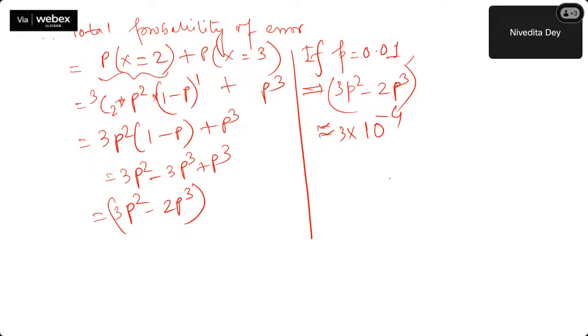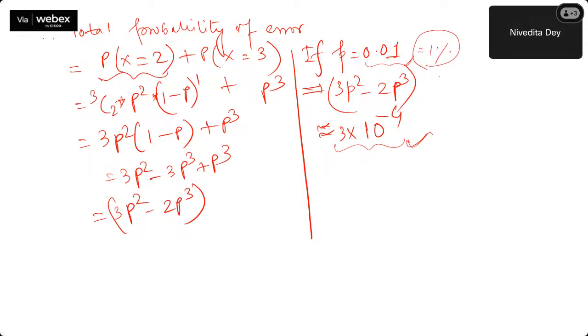So maybe by ignoring very small values, we can actually neglect that. I hope we are doing the same. So 2p cube is being neglected. So this is something that we can get. And for this much of an error probability, say 1% error probability, I can get what kind of an improvement? It's a great improvement.